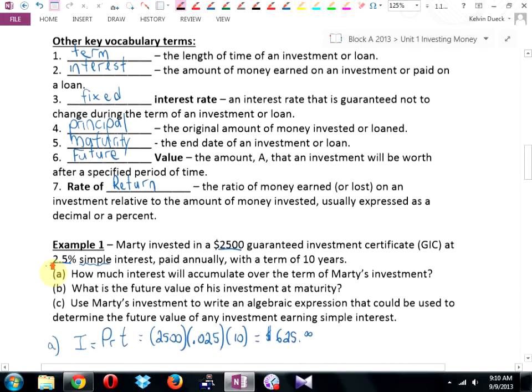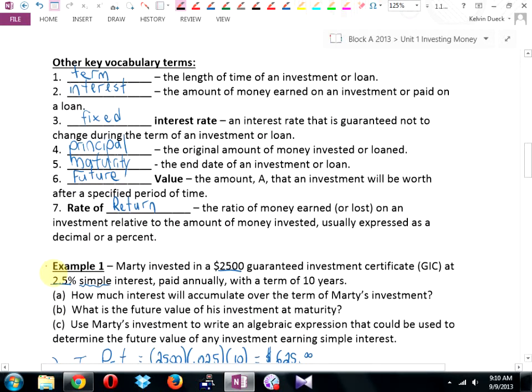Well, if we go look at my little vocabulary, it says this. The rate of return was the ratio of money earned or lost on an investment relative to the amount of money invested, usually expressed as a decimal or a percent. You know what it really is? It's the final amount divided by the initial amount and then times 100 to change it into a percent. It's final divided by initial.